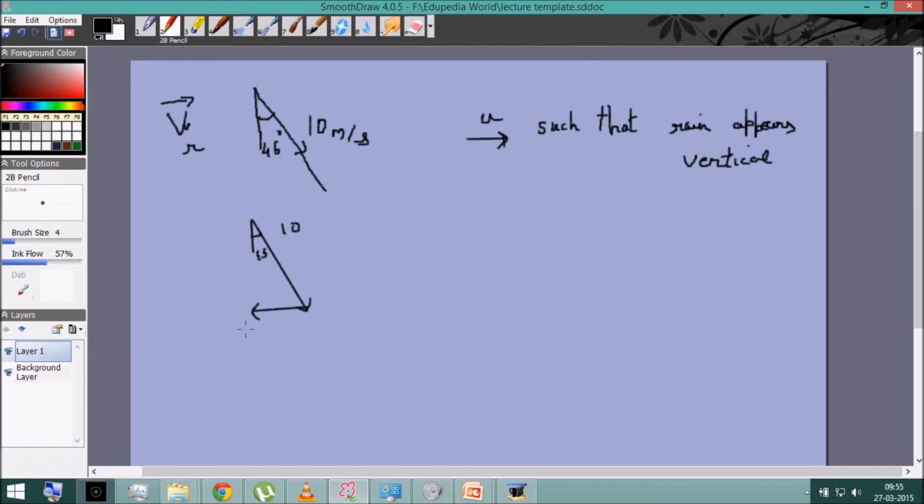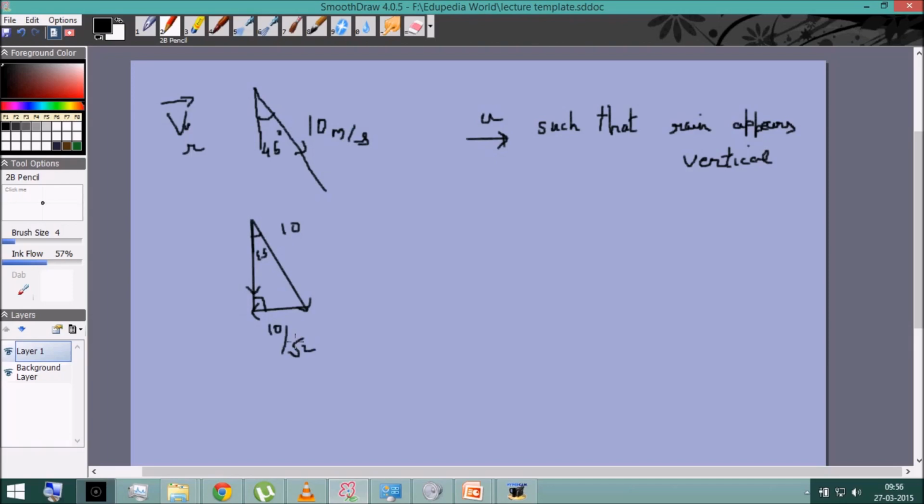The sum of these two will be the velocity of the rain with respect to the man, and we want that to be vertical. If U was smaller, this would be at an angle towards the right. If U was larger, this would be towards the left. But we want this to be vertical, and we can do that by actually solving it, or we can just look at the triangle. If this is 10, this is 45, this should be 10 by root 2. So if I am running at a speed of 10 by root 2 meters per second, the rain will appear to me to fall vertically.